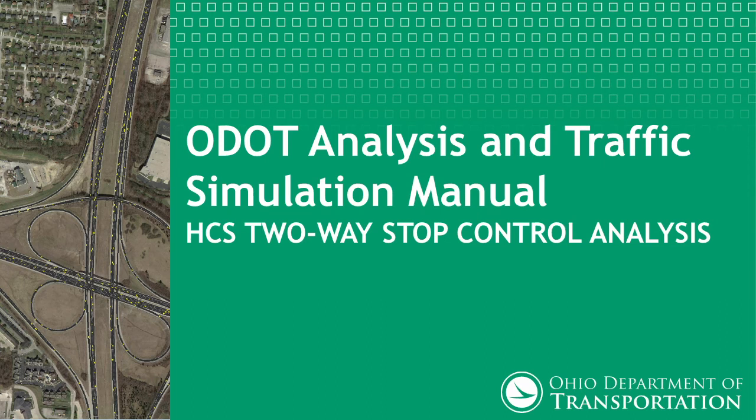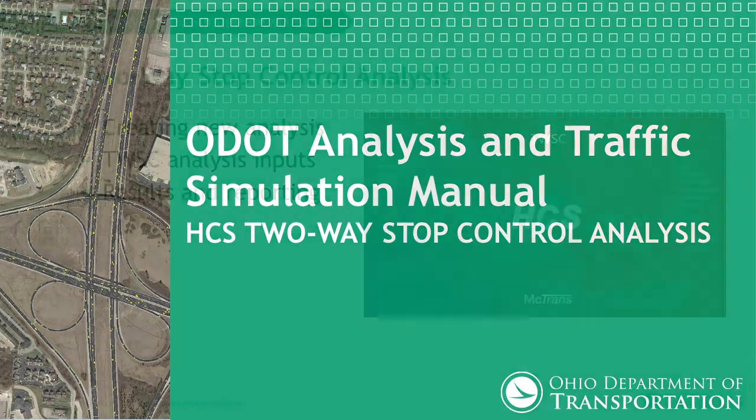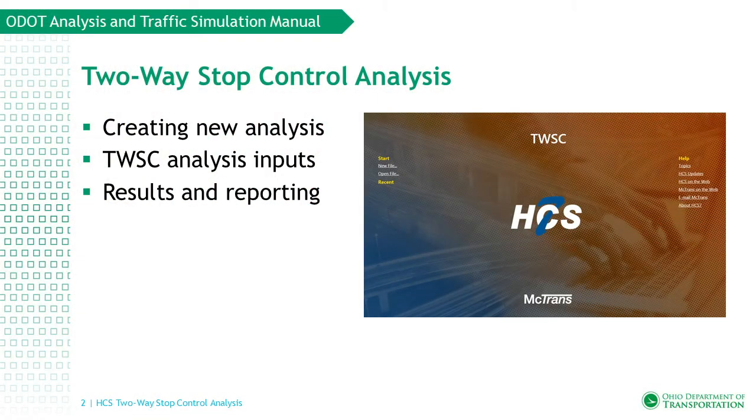This training details conducting two-way stop control intersection analysis using the Highway Capacity Software. This video will detail creating a new analysis, inputs and results, and reporting within HCS. It is important to note that this training was created with HCS 7.